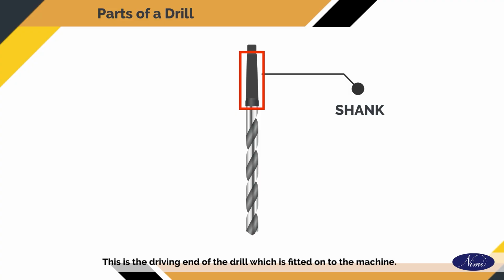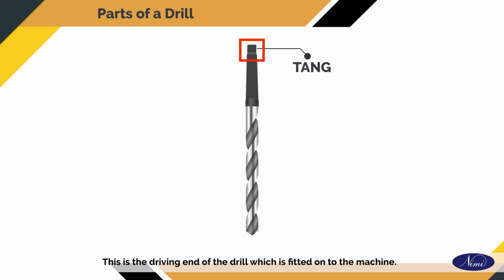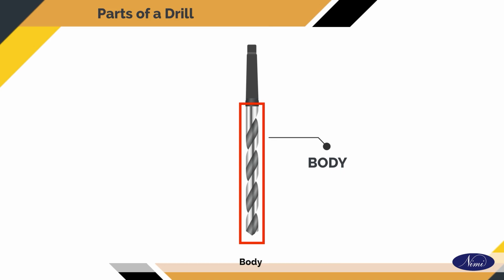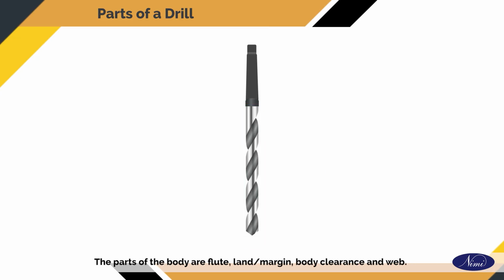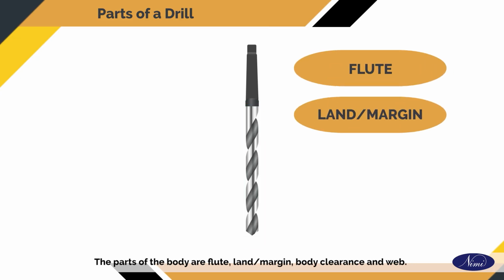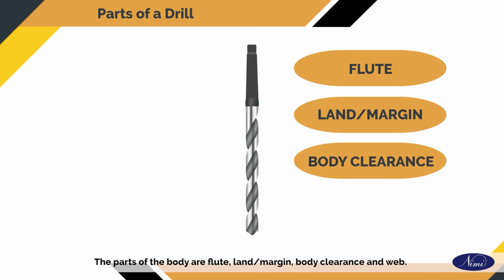Shank. This is the driving end of the drill which is fitted onto the machine. Tang. This is a part of the taper shank drill which fits into the slot of the drilling machine spindle. Body. The portion between the point and the shank is called the body of a drill. The parts of the body are flute, land or margin, body clearance and web.